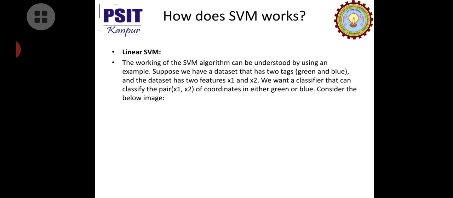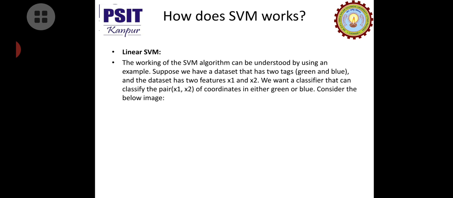We have already discussed that we have two types of SVM, linear and non-linear. The working of the SVM algorithm can be understood by using an example. Let's suppose we have a data set that has two tags, green and blue, and the data set has two features, x1 and x2. We want to classify the pair x1, x2 of coordinates as either green or blue.